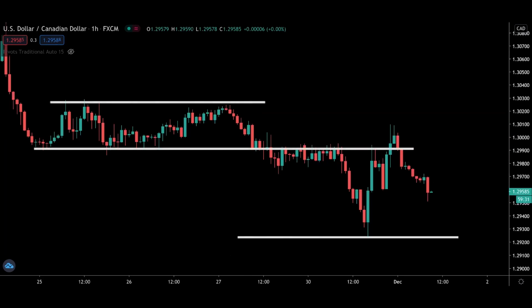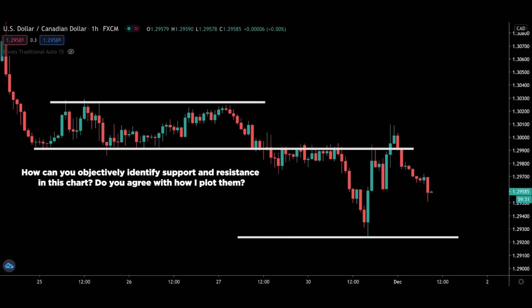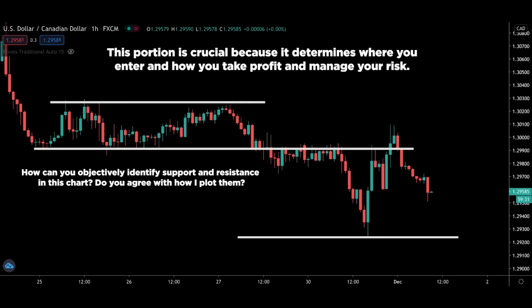Now that we got the trend aspect nailed down, let's talk about objectively identifying support and resistance. This portion is crucial because it determines where you enter and how you take profit and manage your risk. So pay close attention and keep watching.